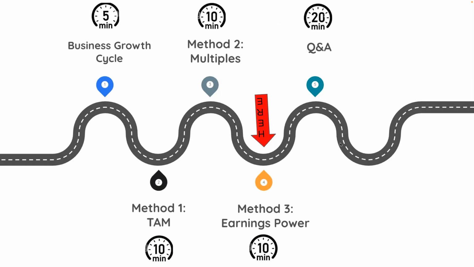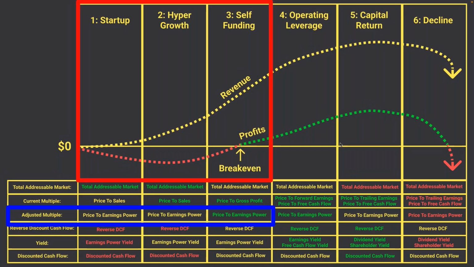So that moves on to our third valuation method, something that is called earnings power. Now, earnings power is most useful when a company is in stage 3, or it's somewhat useful in stage 2. So in stage 1, the best method to use is total addressable market. In stage 2, that's when multiple analysis becomes more useful. And in stage 3, that's when price to earnings power becomes more useful.